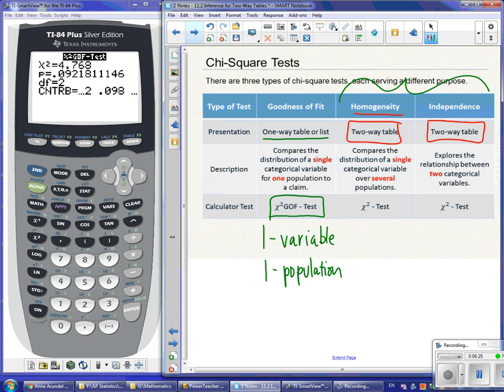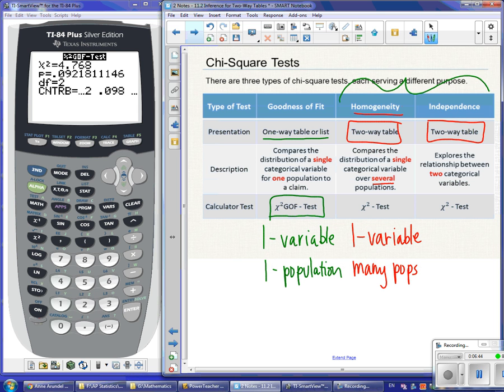It compares the distribution of a single categorical variable. So again, it's one variable, but it's comparing it over many populations. And so it's important to recognize that.